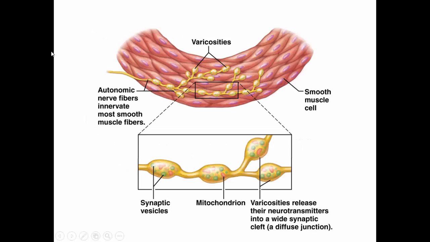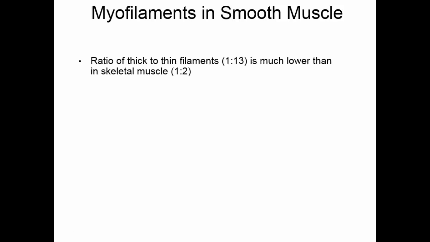So on this sheet of smooth muscle, here is an autonomic nerve fiber, and notice how we don't have axon terminals, but rather all along the fiber, we have these varicosities. And we have the synaptic vesicles in all of the varicosities. The myofilaments in smooth muscle have a different ratio of thick to thin filaments. It's a ratio of 1 to 13. In skeletal muscle, that ratio is 1 to 2. The actin fibers spiral around the myosin, which is why there are so many actin fibers per myosin fiber.